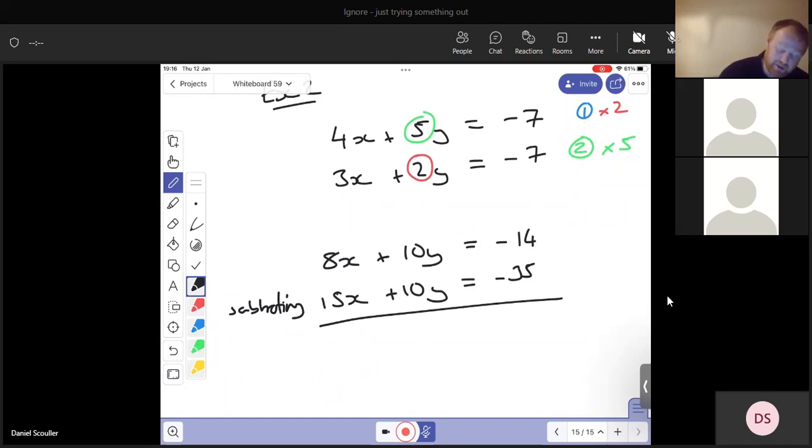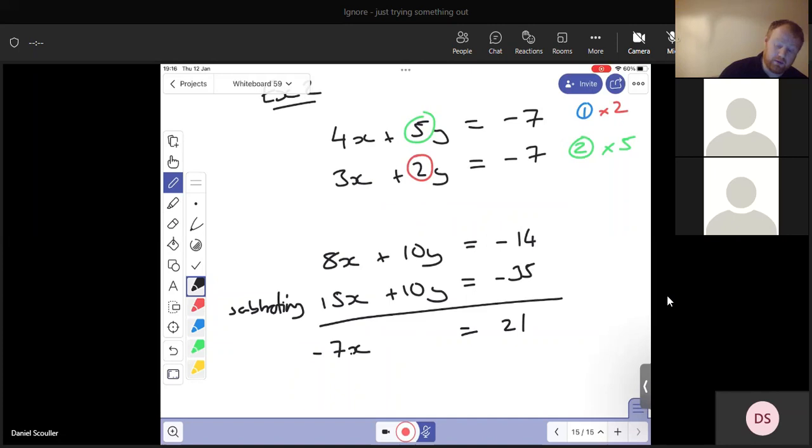So subtract the top and the bottom. All right. 8 minus 15 would give us negative 7. 10 minus 10 would give us 0, so that eliminates that. Negative 14, negative 35, so we're taking away a negative, so it becomes a positive. Okay, so just be careful with that. It becomes 21.